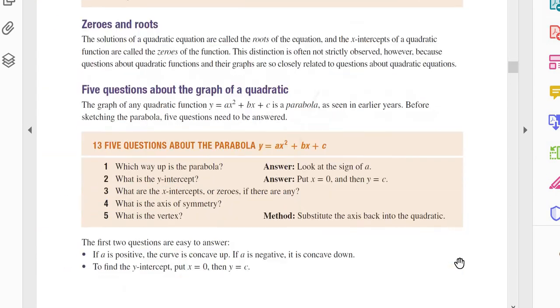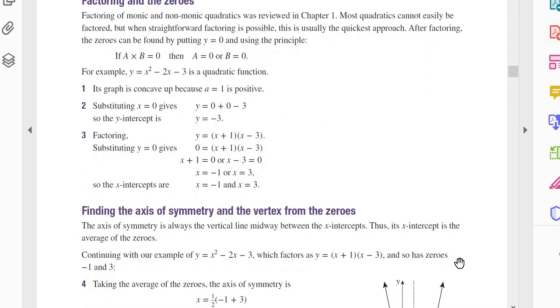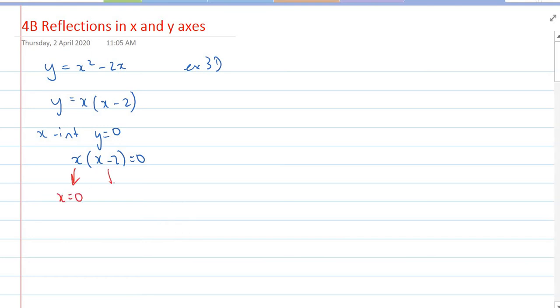Quadratics, you factorize so that you find the two roots. That's a nice easy way for this one. So y equals x times (x minus 2). So where are the x-intercepts? When y equals 0, you've got x times (x minus 2) equals 0. So you know that's going to happen when x is equal to 0 or when x minus 2 is equal to 0. So x equals 2.